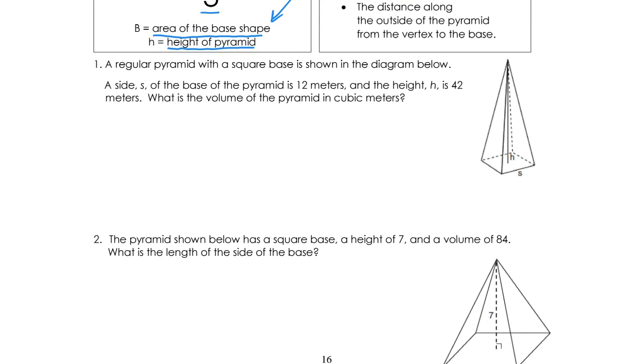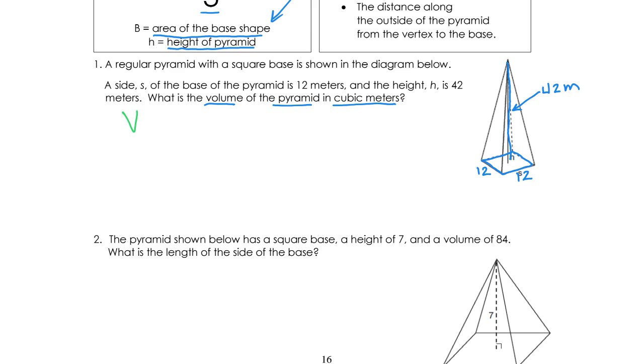In number 1, we have a regular pyramid with a square base, as shown in the diagram below. A side S of the base of the pyramid is 12 meters. Because this shape on the bottom is a square, all sides of that square are 12, since a square has all equal sides. And the height, the dashed line going straight down, is 42 meters. They want to know what the volume of the pyramid is in cubic meters.